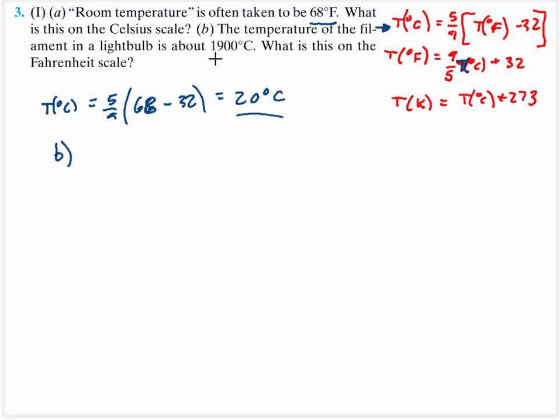For part B, I have a temperature in Celsius and want to convert that to Fahrenheit. I'm going to be using this equation right here. So temperature in degrees Fahrenheit is going to be equal to 9/5 multiplied by the temperature in Celsius, so 1900, and then plus 32, and that's equal to 3452 degrees Fahrenheit.